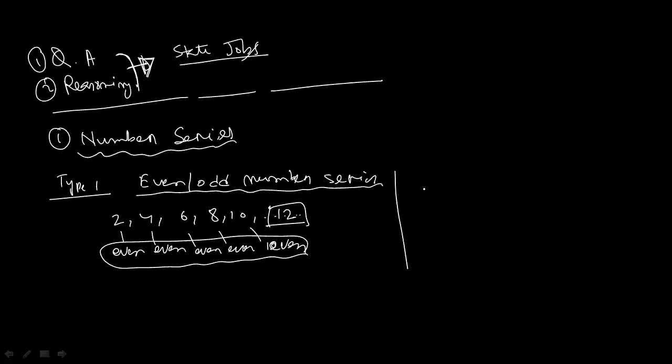Next, let me give one example. Suppose 1, 3, 5, then 7, 9. Then you have to find the next number. Now see, 1 is an odd number, 3 is the next consecutive odd number, 5 is the next consecutive odd number, 7 is the next one, and 9 is the next one. So the next odd number will be 11. So 11 will be the answer. So this is the first type, even or odd.